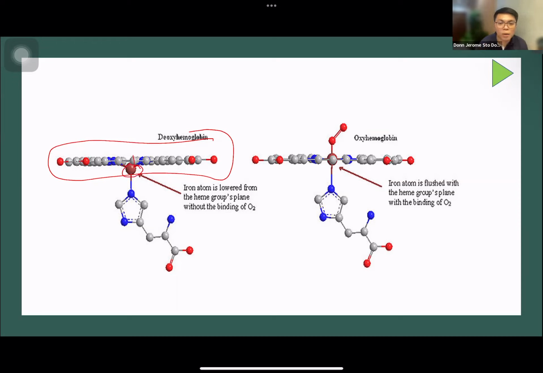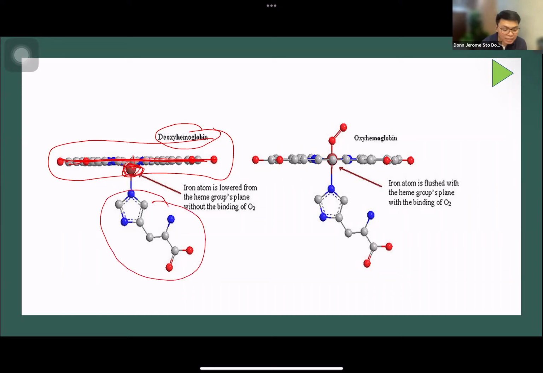In the deoxyform of your hemoglobin, with or without oxygen? Without oxygen. In the deoxyform of the hemoglobin, you see the iron placed somewhat lower in comparison to the plane of your heme, your porphyrin there. When there is no oxygen, the iron is somewhat lower. This one is your histidine residue, attached.